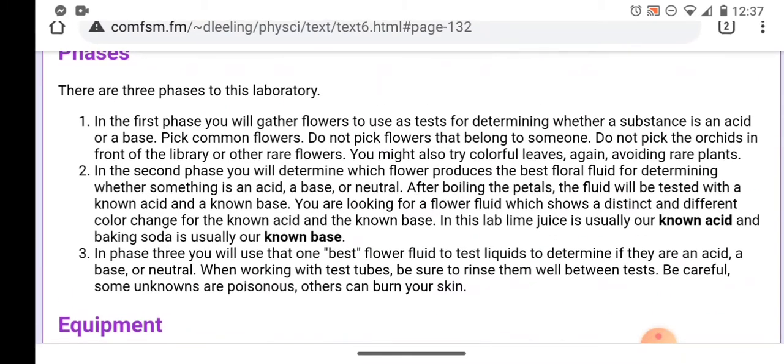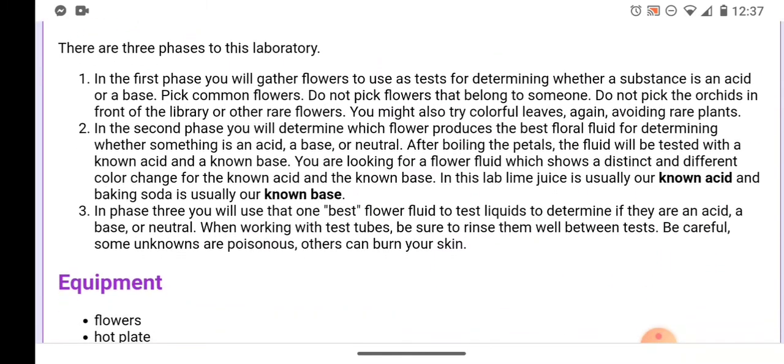In the residential version of this lab, there are really three phases. In the first phase, you gather flowers or bring flowers to class with you. Preferably bring flowers to class with you, as quite frankly, on campus right now, there are just not that many flowers. Pretty much none. We took out most of the flower bushes.